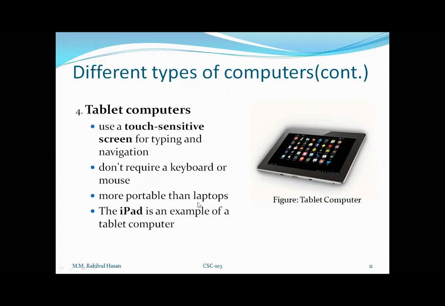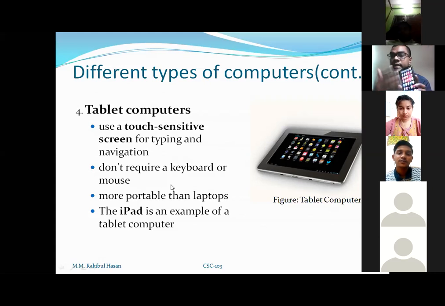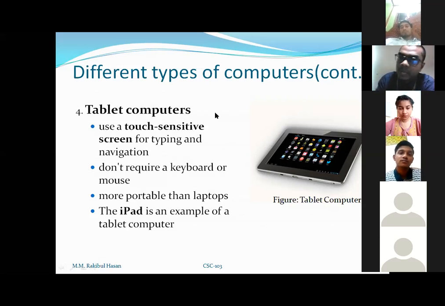For example, iPad. Nowadays we are using smartphones, isn't it? Smartphone is also one kind of computer. Suppose this is my smartphone. It has its own RAM, it has a microprocessor, it has ROM, that means hard disk, whatever things I need. As a computer, we have everything inside this smartphone. So this is basically nothing but a computer. So this is an example of a tablet computer. Am I clear to you?